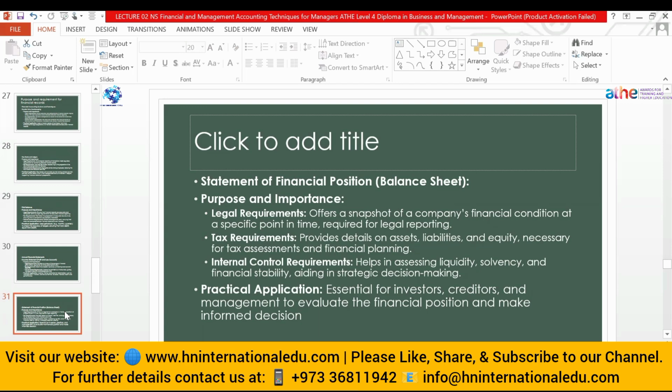This is the requirement of the tax authorities, that they need to know whether the assets are paid for fully or not, whether they are not on lease. Helps in assessing liquidity, that is, you're not going to run out of money, and the same goes for solvency and financial stability, aiding in strategic decision making.